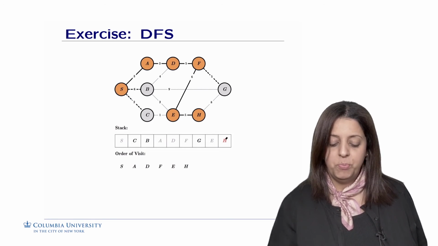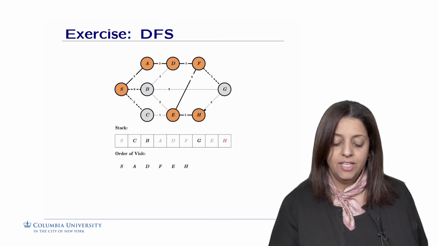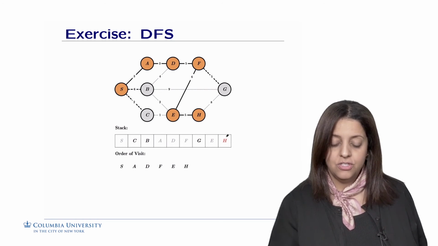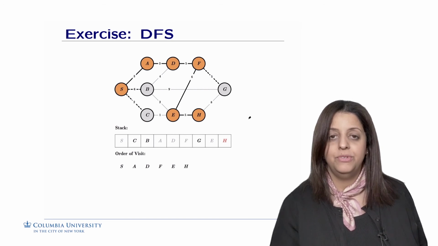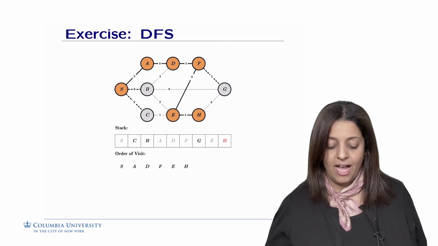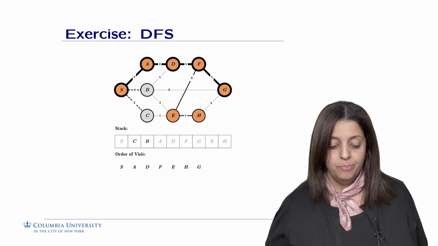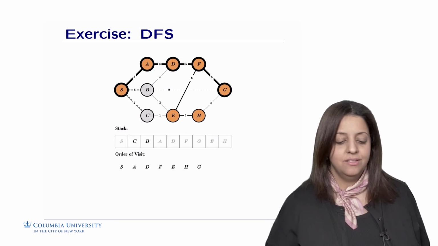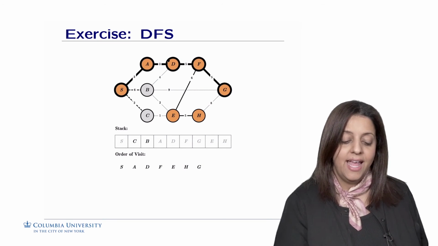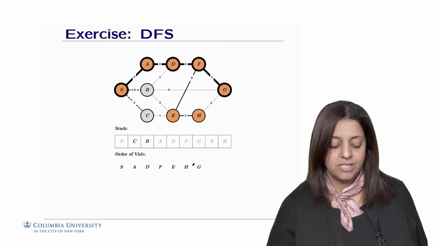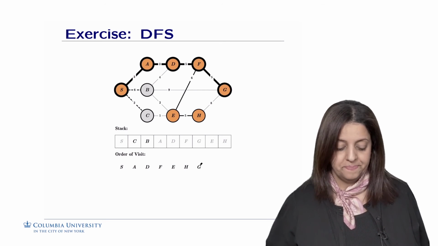Then the next element is to pop H. Once we pop H, H will have as children G and E, but they are already in the list or explored. Since H now is explored, E is explored, we are going to pop the G, which turned out to be the goal, and we are done with the process. The full path going all the way down to the goal is S, A, D, F, and G. But the nodes that were explored are these nodes here.